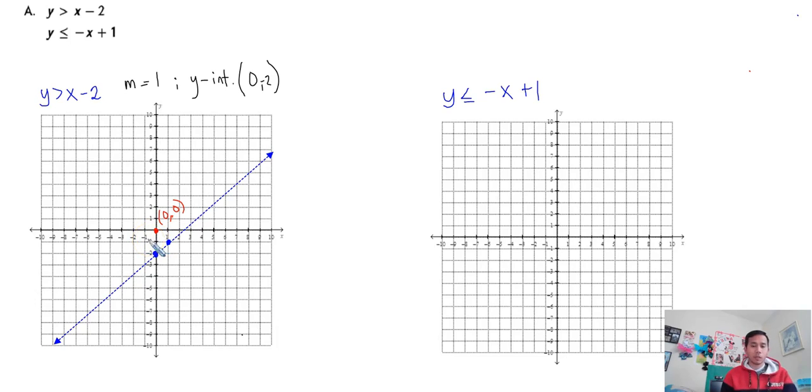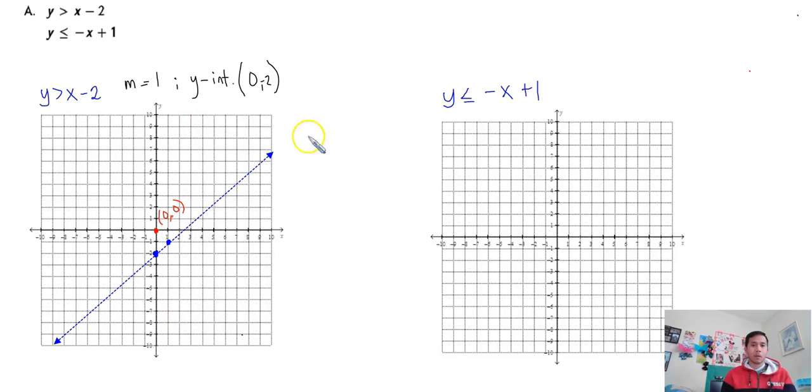So one of the best ways to check it is using (0, 0). If our inequality is true, then our shaded region will be above the boundary line. This is what we call the boundary line. If it is false for (0, 0), then it's below the boundary line.